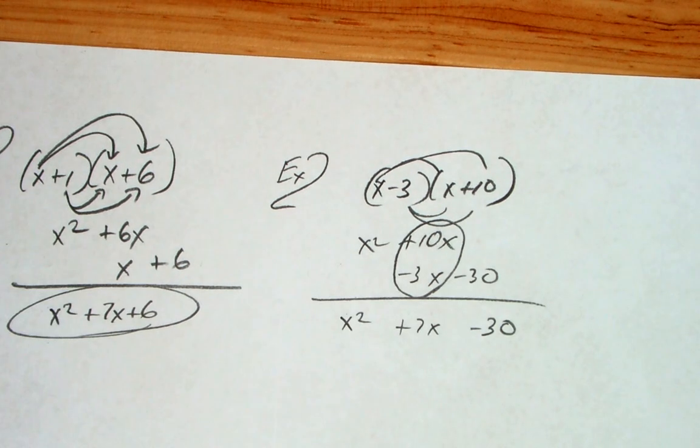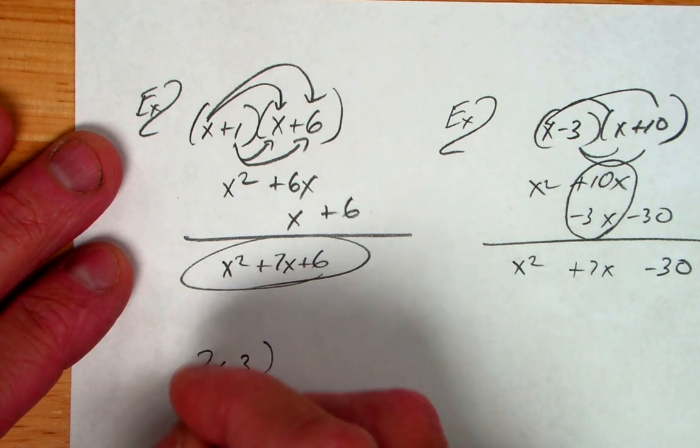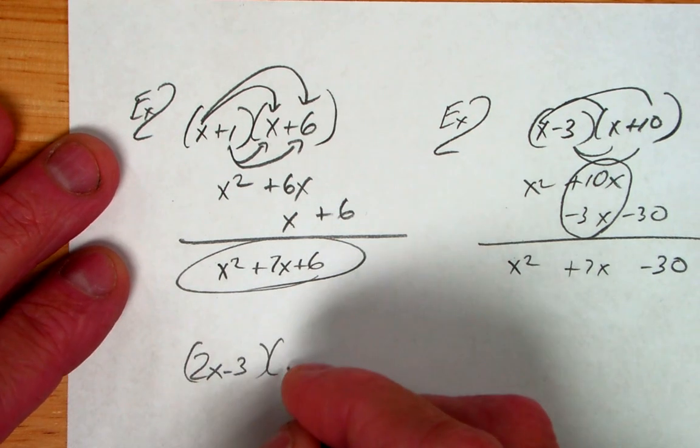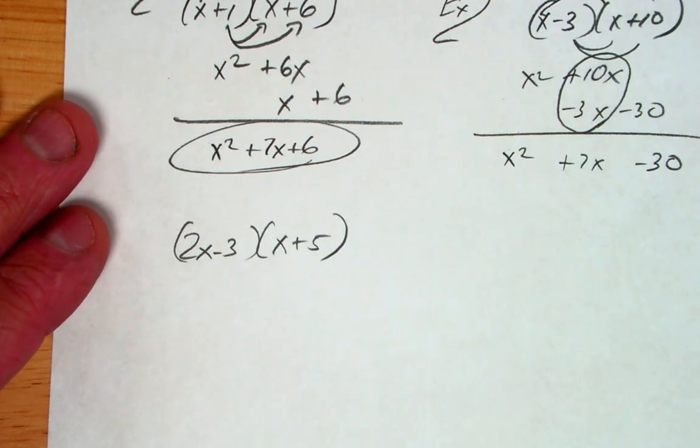Now let's make it a little bit more complicated, but not bad. It's the same skill, just the numbers are bigger. 2x minus 3 times x plus 5.